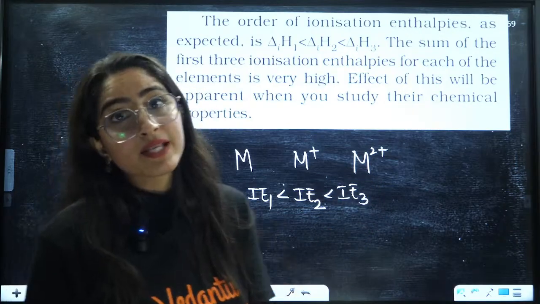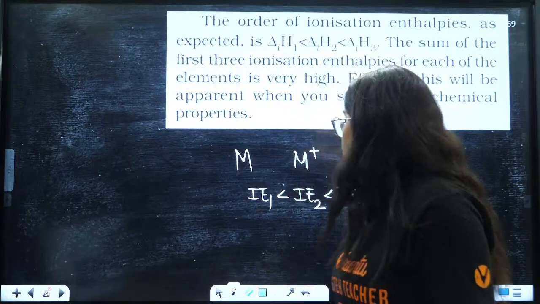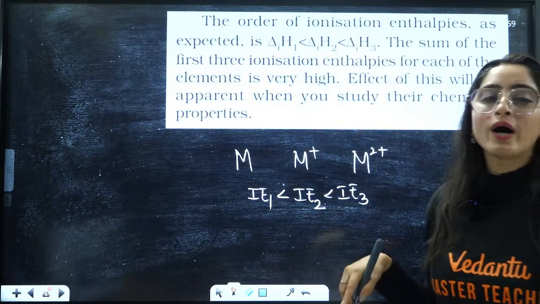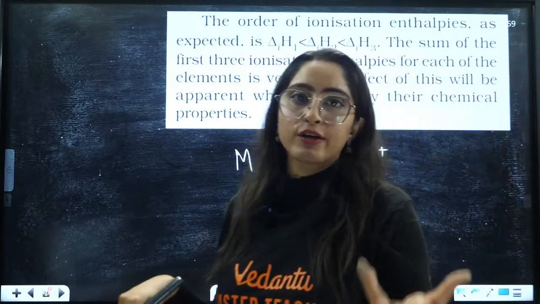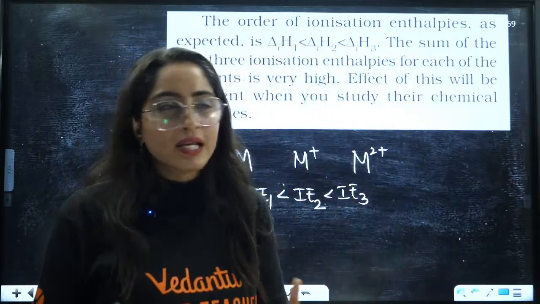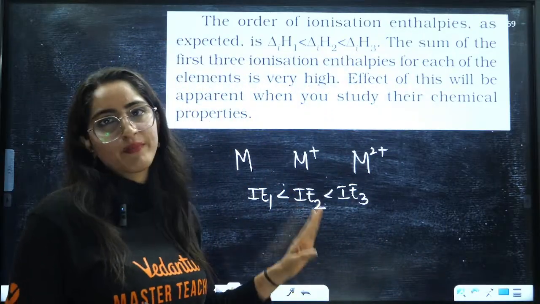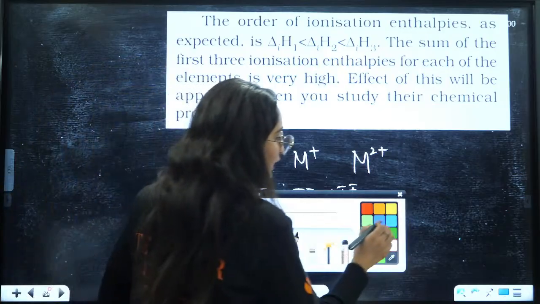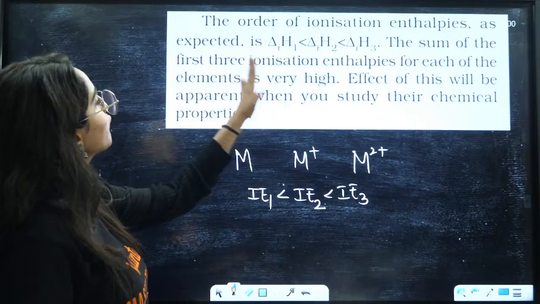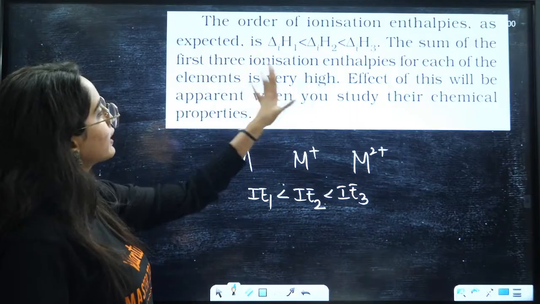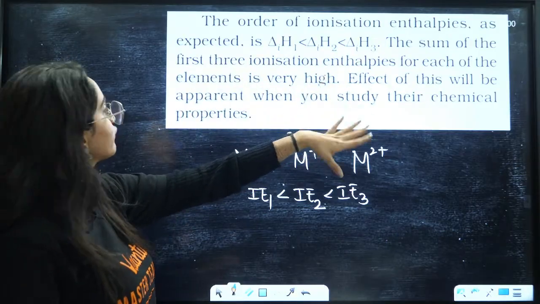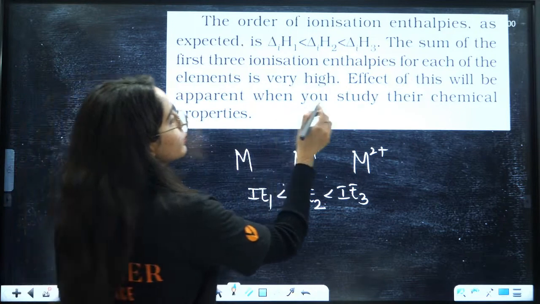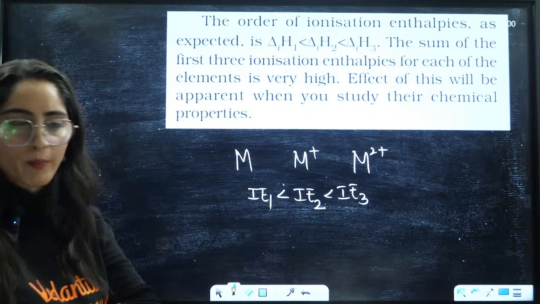But there will be some exceptions. If after losing the second electron, you are getting a very stable electronic configuration, then obviously the second ionization energy will be less as compared to the first, right? But this is the general trend that you need to observe. The sum of three ionization energies for each of the elements is very high. This will become apparent when you study their chemical properties, right?